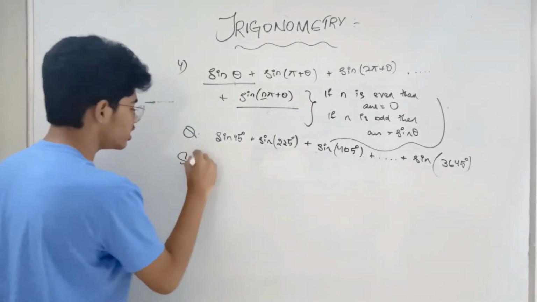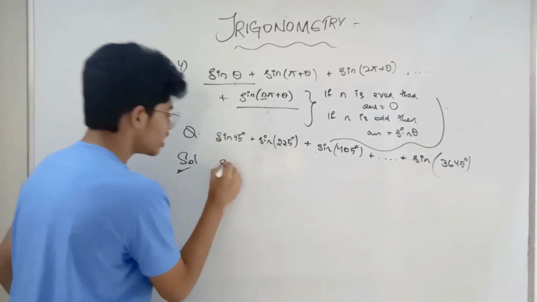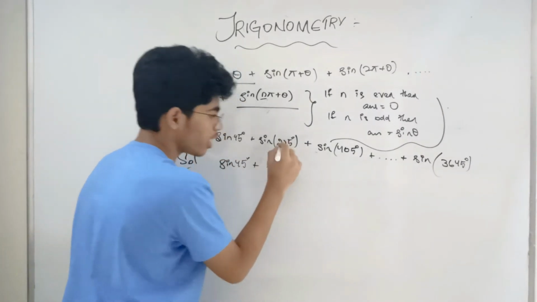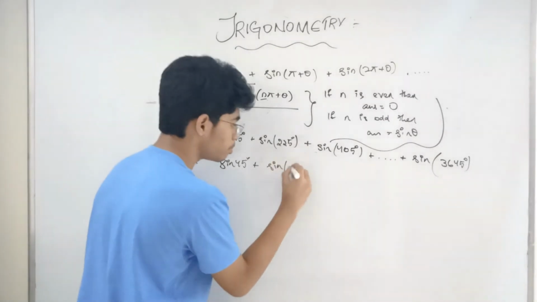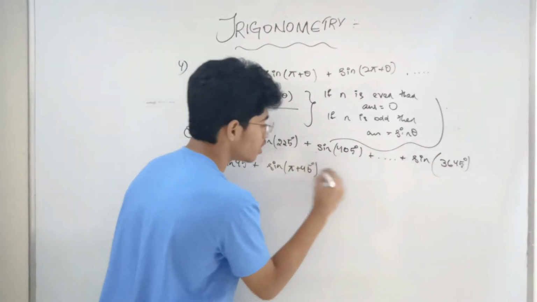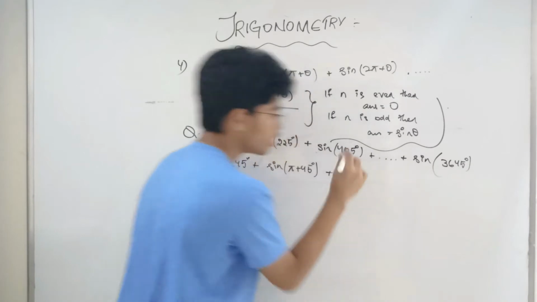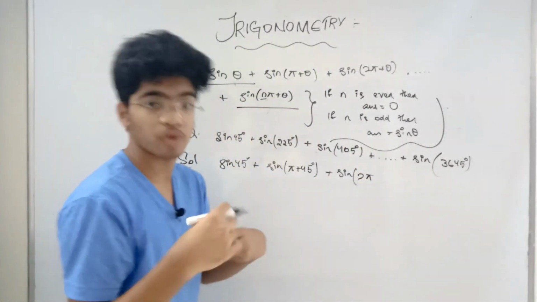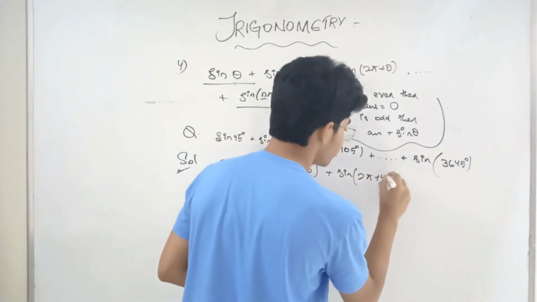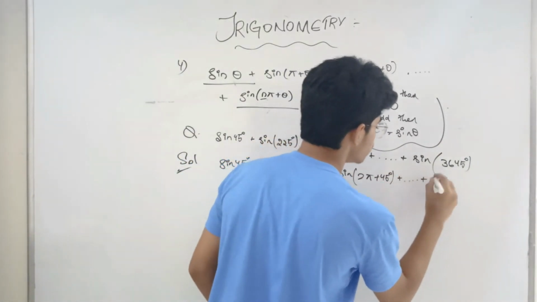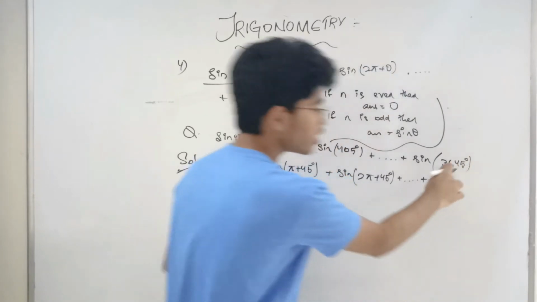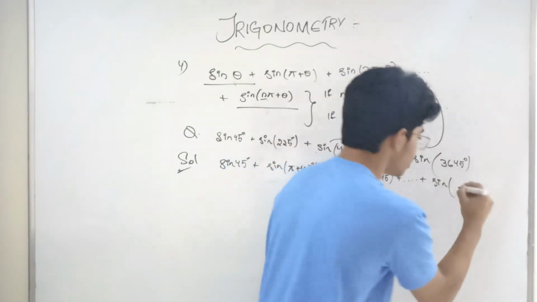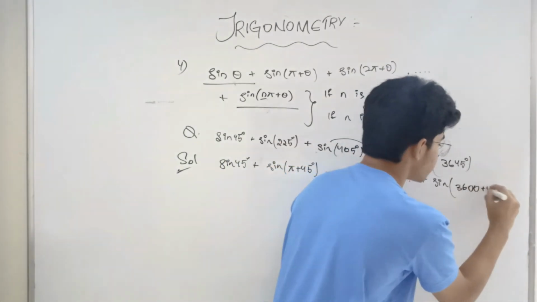So the solution is pretty simple. We can write this as sine 45 plus sine 180 plus 45. That is pi plus 45 plus sine 405 can be written as 2 pi. 2 pi is 360. 360 plus 45 is 405. 2 pi plus 45 plus so on up to sine. What can we write 3645 as? 3645 can be written as 3600 plus 45.